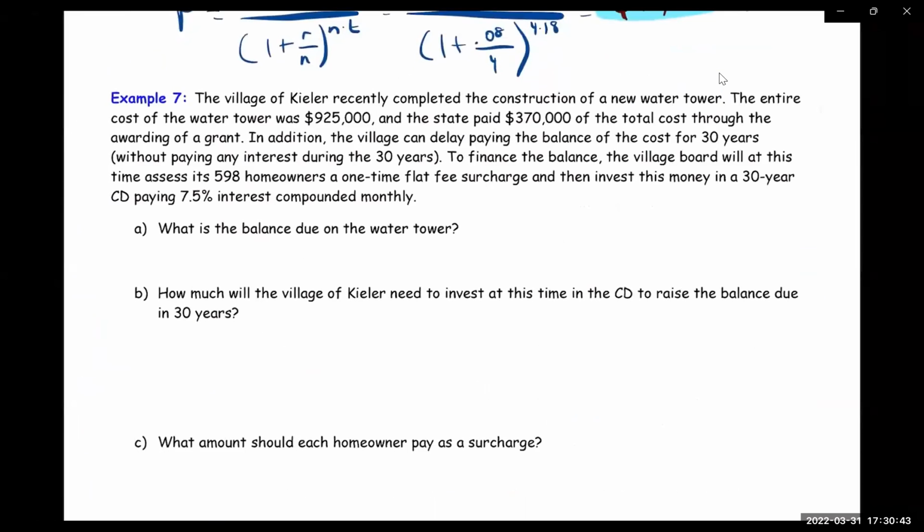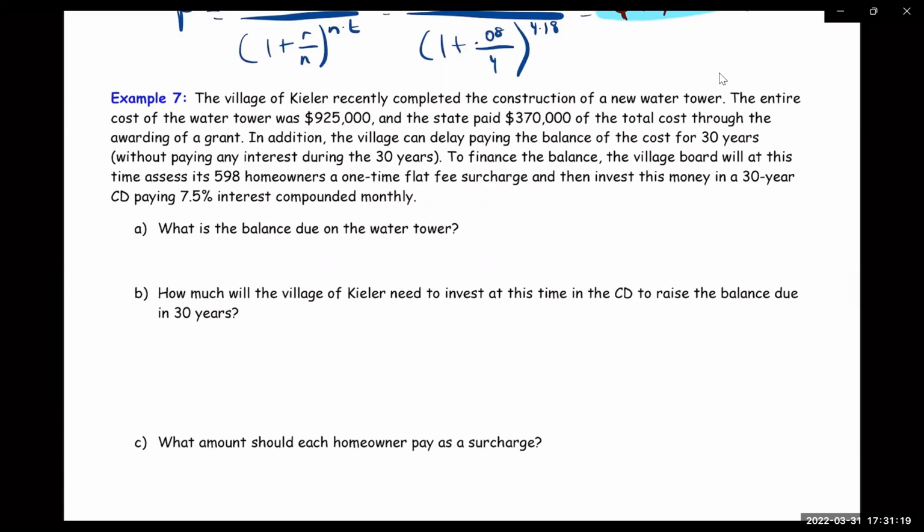So here it is. The village of Kyler recently completed the construction of a new water tower. The entire cost of the water tower was $925,000. The state paid $370,000 of the total cost through awarding of a grant. In addition, the village can delay paying the balance of the cost for 30 years without paying any interest during the 30 years. To finance the balance, the village board will at this time assess its 598 homeowners a one-time flat fee surcharge and then invest this money in a 30-year CD paying 7.5% interest compounded monthly.